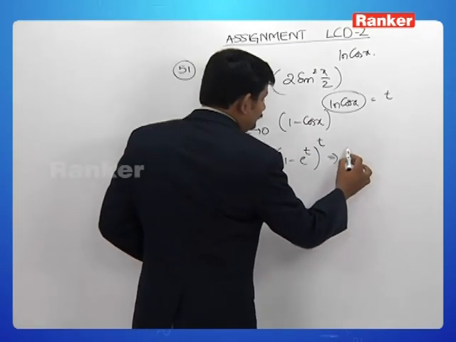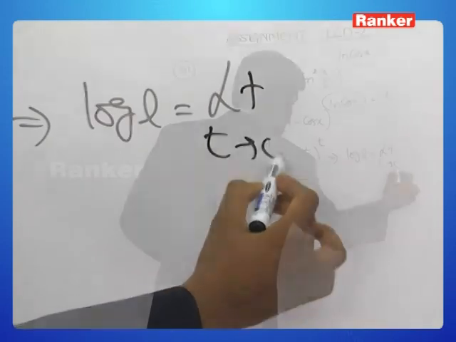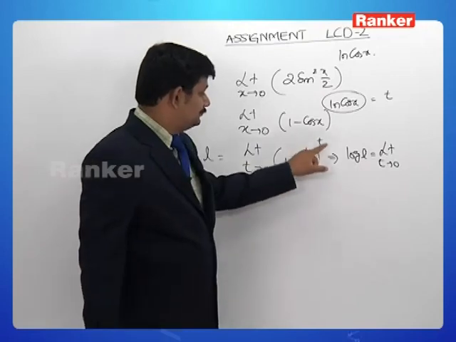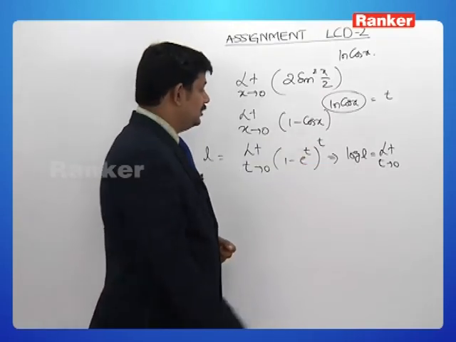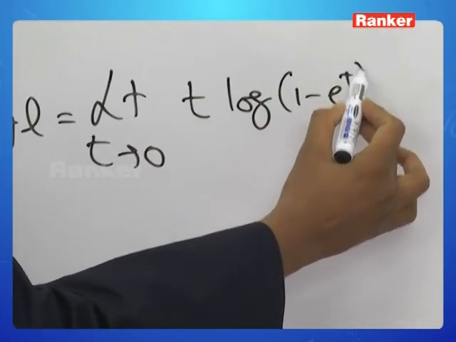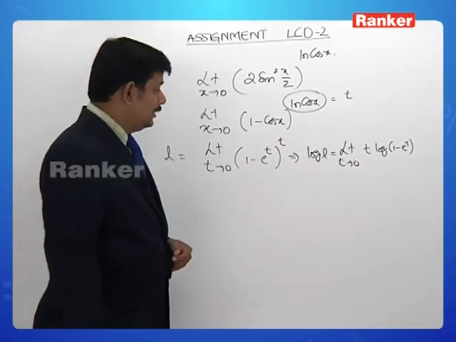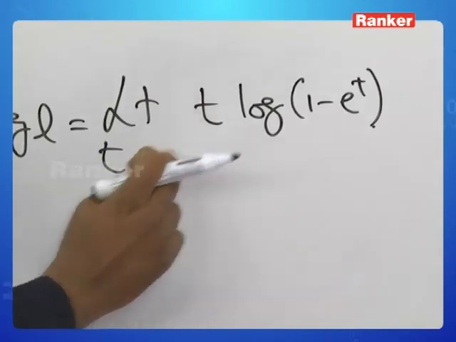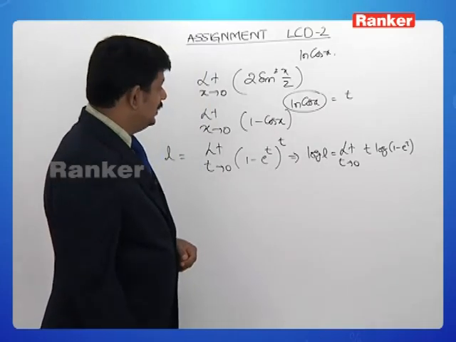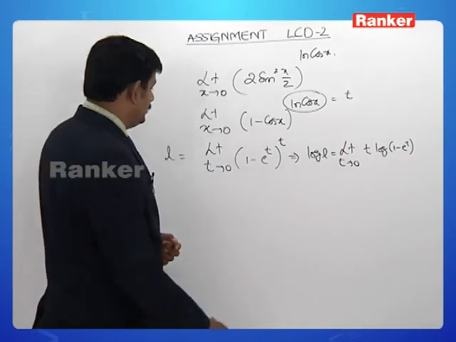Log L would be, log and limit can be interchanged, limit t tending to 0 of log of this expression. Log of a power b is b log a. So, this is t log of 1 minus e power t. Now, t is 0 as t tends to 0, and log of 1 minus e power t is infinite, so this is 0 into infinity form, an indeterminate form.